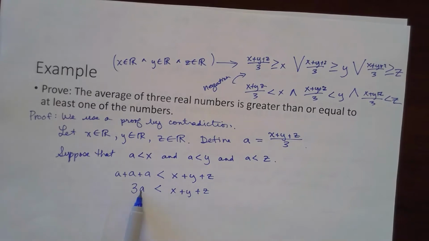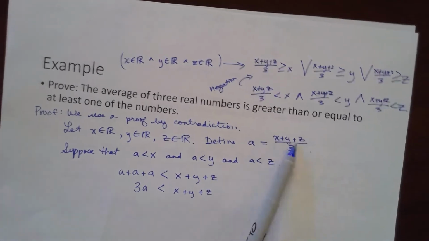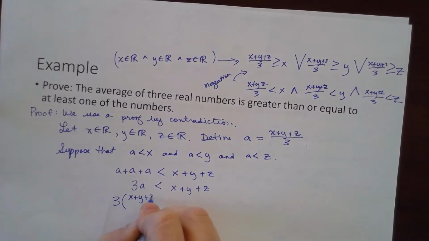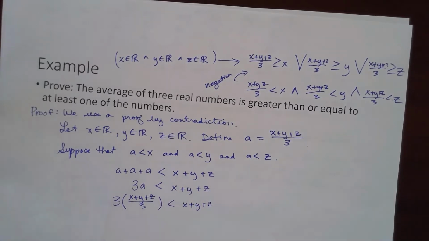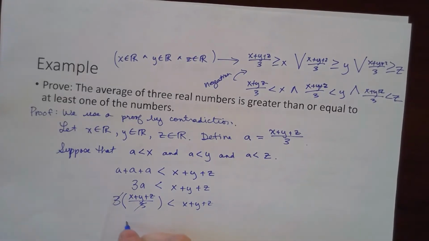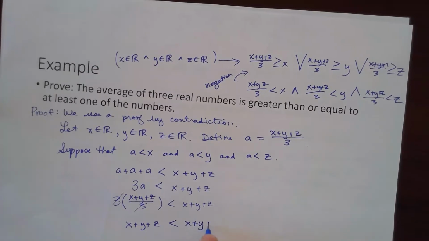So that means that 3A is less than X plus Y plus Z. We defined A to be this, so let me substitute that in there. That's 3 times (X plus Y plus Z) over 3 is less than X plus Y plus Z. If we multiply it out, those cancel, and that means that X plus Y plus Z is less than X plus Y plus Z.